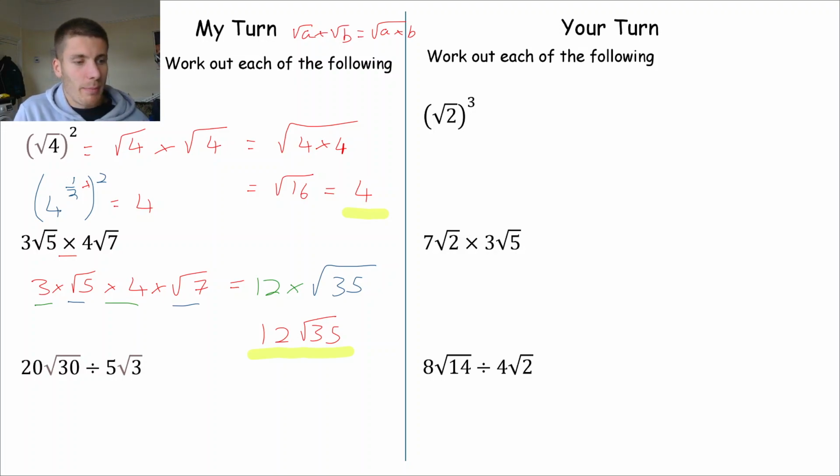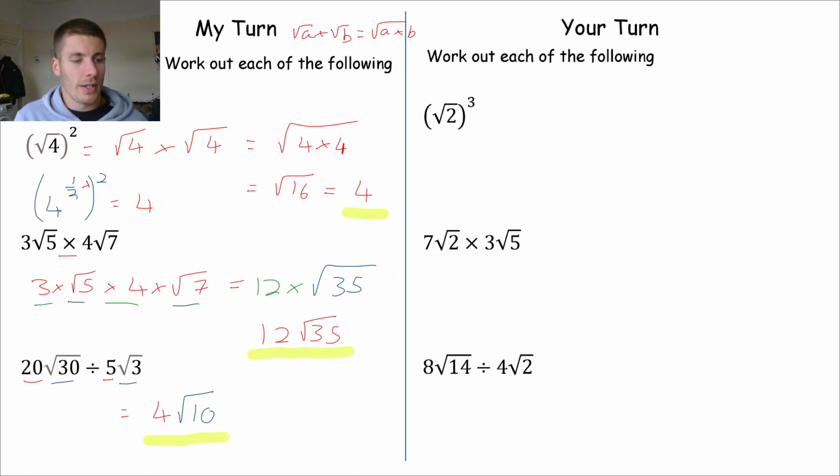Our next one, very similar, but this time we're dividing. So again, if we want to look at this in a bit more detail, we've got 20 root 30 divided by 5 root 3. Divide your number parts, 20 divided by 5 is equal to 4. You've then got root 30 divided by root 3. So again, you can write underneath the same surd using our laws of surds. So root 30 divided by 3, or 30 divided by 3 is 10. So we can just write it as the root of 10. So 4 root 10 is simply your answer.